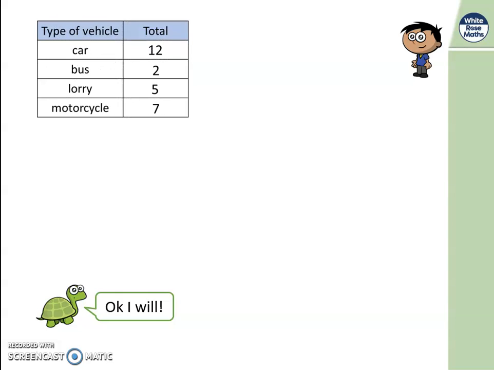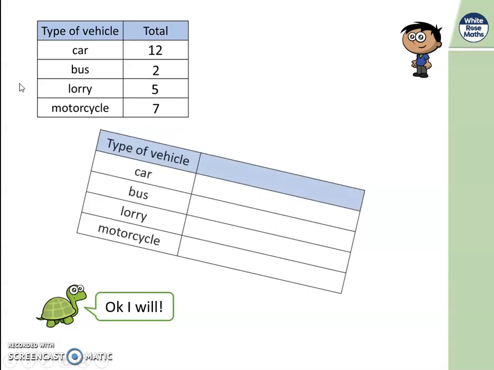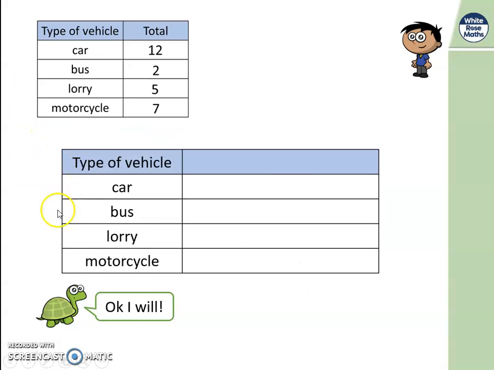So here is our new table with the data of all the vehicles and the total of vehicles. Can you in your book draw this table and draw circles to represent each amount of cars, or vehicles, sorry. Let's have a look at the first one together. Also, the challenge actually is each circle is worth two vehicles. So have a go to see if you can do this.